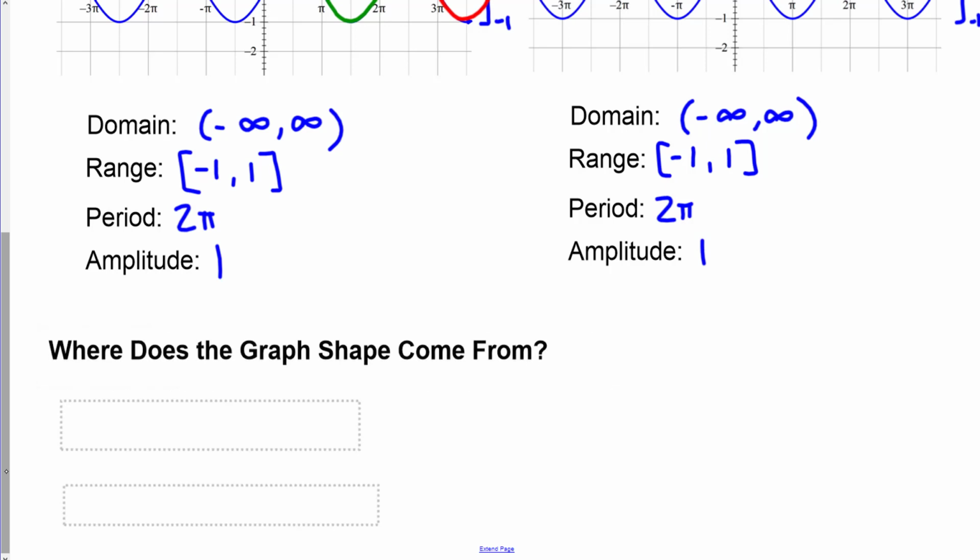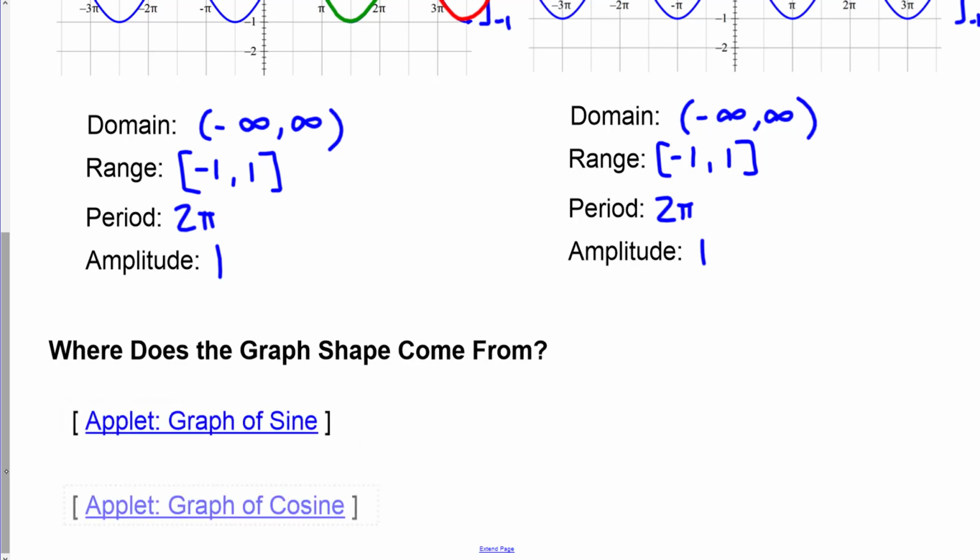Now, where does the graph shape come from? Where does it get this wave pattern? We know that sine and cosine are inherently related to circles, but why do we get the shape of a wave pattern when we graph sine and cosine? So I've got a couple of applets I'm going to show you to help you understand where this comes from. So let's get looking at those.